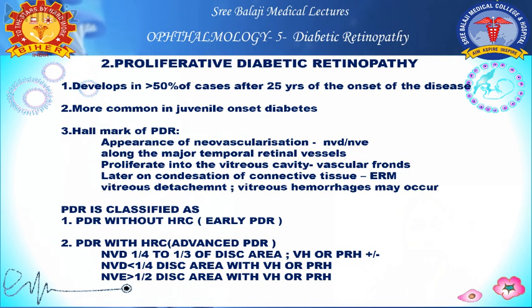The PDR is classified as PDR without high-risk characteristics, that is early PDR, and PDR with high-risk characteristics, that is advanced PDR. So how do I say the high-risk characteristics? Based on the following 3 criteria, we call the high-risk characteristics. So there is neovascularization of the disc, NVD, 1/4 to 1/3 of the disc area. Vitreous hemorrhage or preretinal hemorrhage can be present or absent. When there is NVD less than 1/4 disc area with vitreous hemorrhage or preretinal hemorrhage, or it can be neovascularization elsewhere, NVE more than half disc area with vitreous hemorrhage or preretinal hemorrhage.